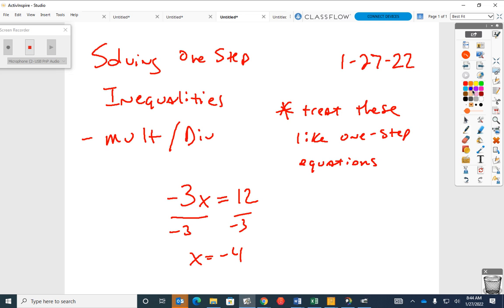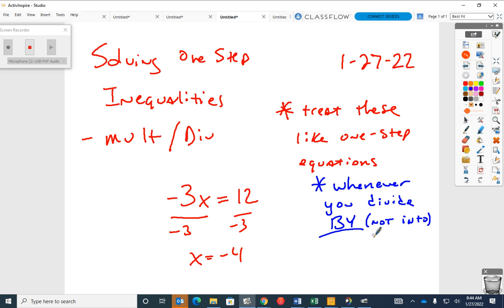This is a very important rule with inequalities. Write this down. Whenever you divide by, not necessarily into, whenever you divide by a negative, you must flip the inequality sign.